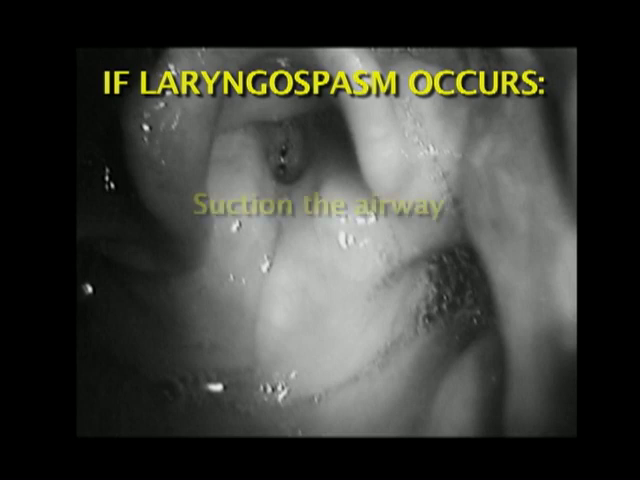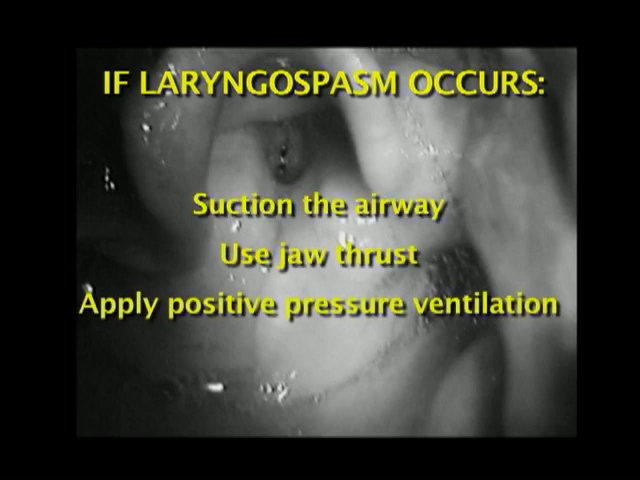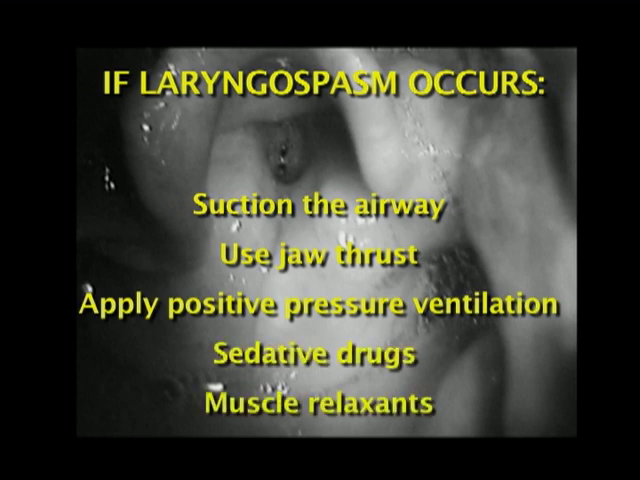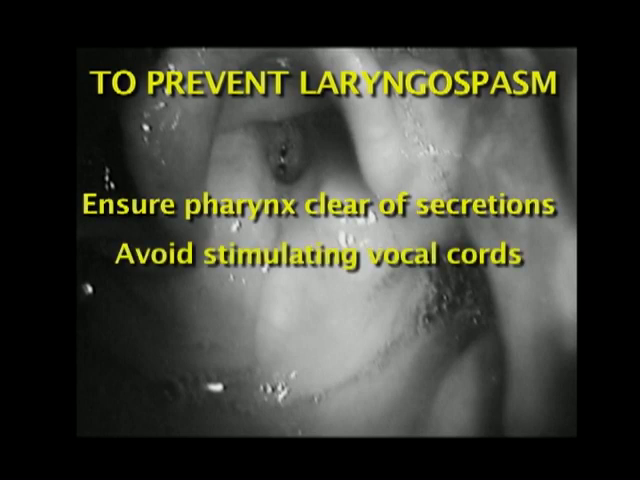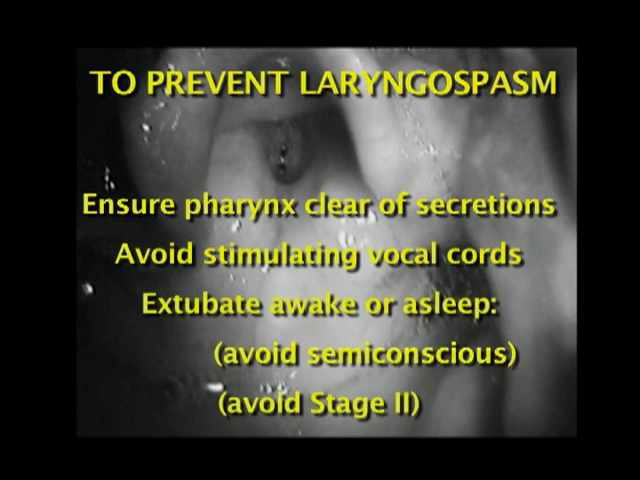If laryngospasm occurs, suction the airway clear of secretions, use jaw thrust, and apply positive pressure ventilation administered by bag valve mask. If the spasm doesn't break, sedative drugs and/or muscle relaxants may be needed. To prevent laryngospasm, ensure the pharynx is clear of secretions, avoid stimulating the vocal cords in a semi-conscious patient, and extubate the patient either awake or in a deep plane of anesthesia, but not semi-conscious or in stage 2.